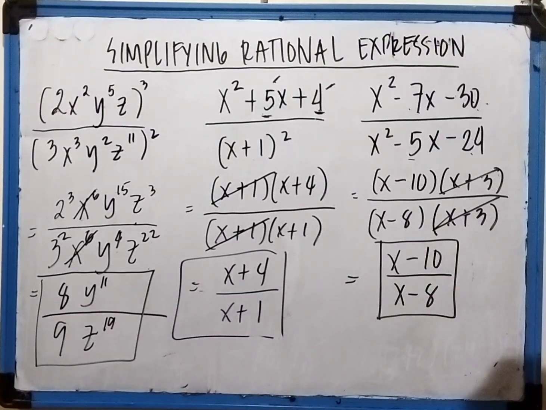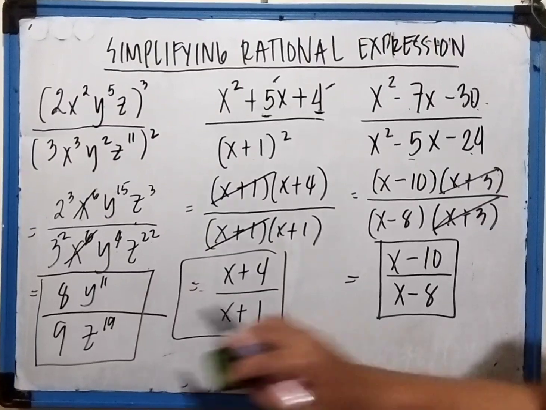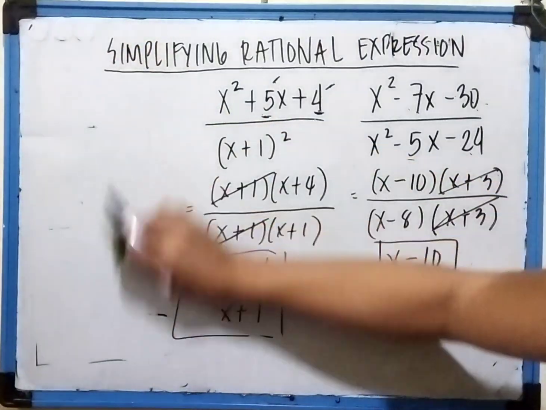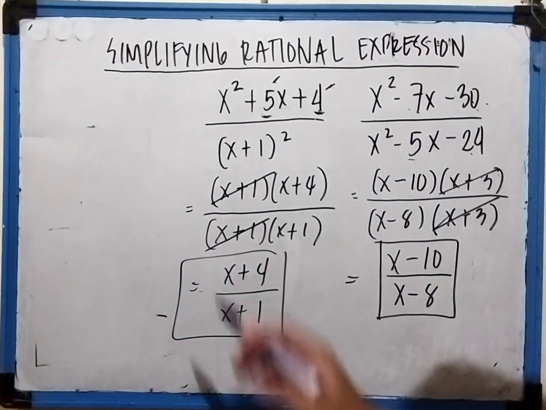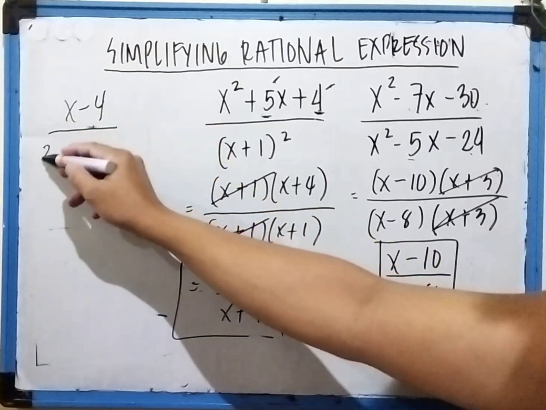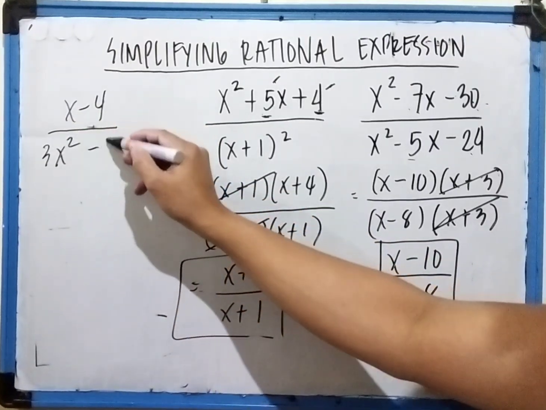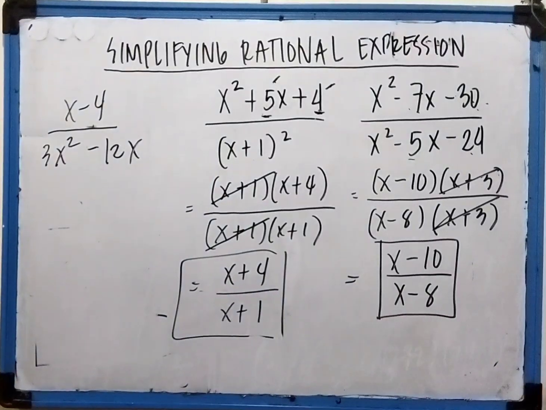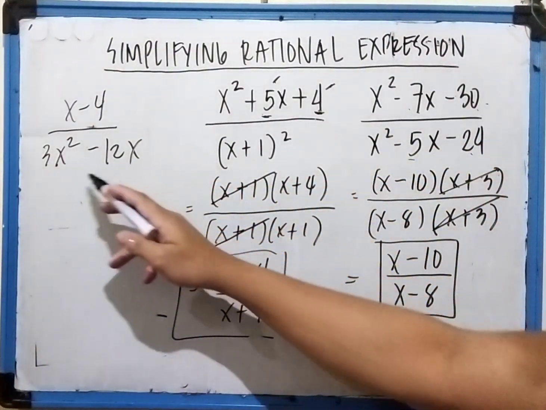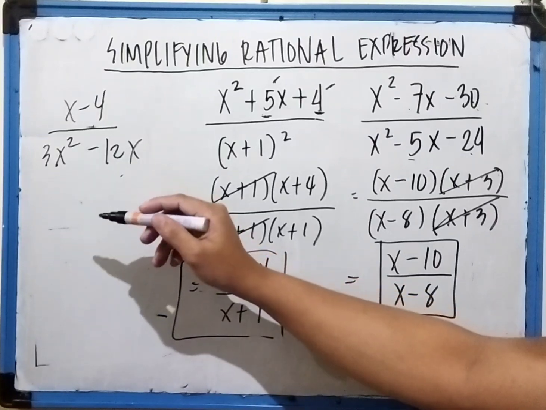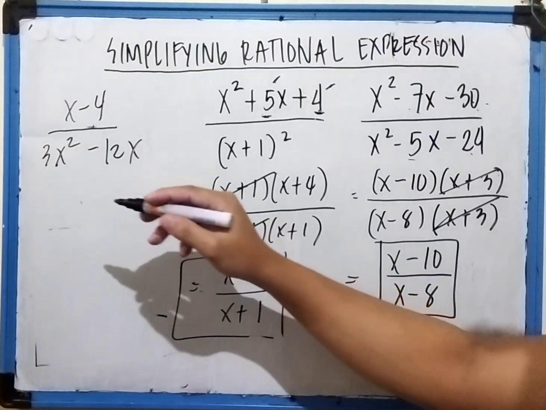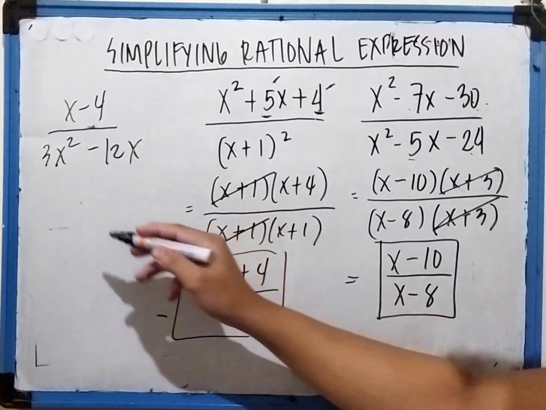Okay, the last example, guys. Let's see, ganito po ang magiging problem natin. Okay, let's have x minus 4 all over, we have 3x squared minus 12x. Same concept lang with the factoring, kaya lang, as you can see, yung nasa baba is only a binomial. Pero pwede rin natin siyang i-factor out by using the GCF. Okay?